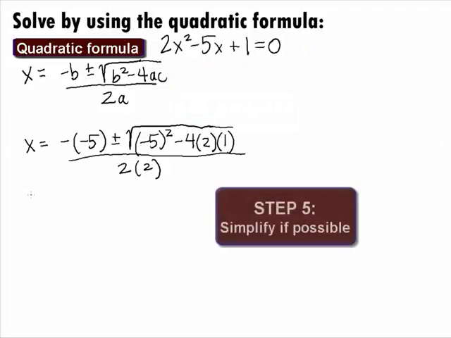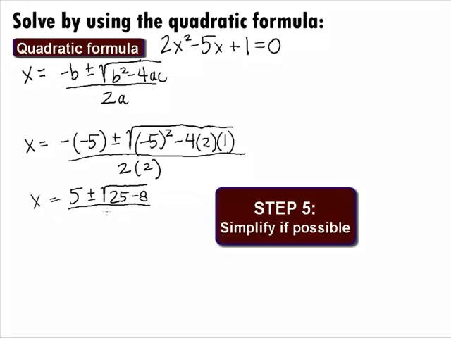In step 5, we want to simplify if possible. This will give us x equals 5 plus or minus the square root of negative 5 squared, which is 25, minus 4 times 2 times 1, which is 8, all over 2 times 2, which is 4. We can subtract that 25 minus 8 under the square root and get 5 plus or minus the square root of 17, all over 4.